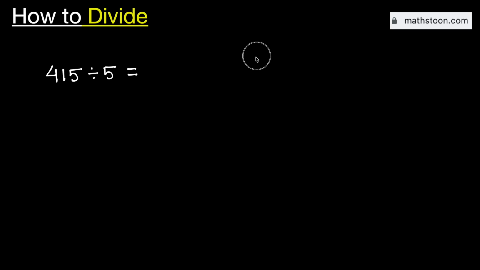Let's learn how to divide the number 415 by 5 using the long division method. As 4 is less than 5, we will consider the number 41. We know that 5 times 8 is 40, and 40 is closer to 41.